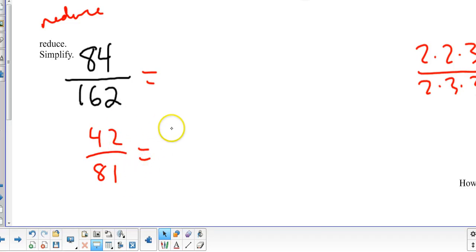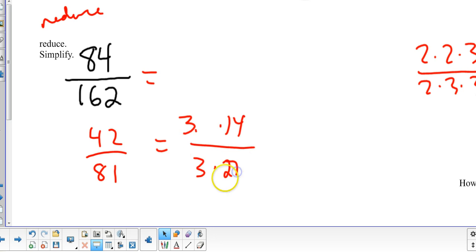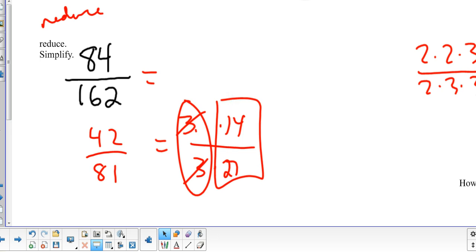And you might know that this is 3 times 14, this is 3 times 27, and so you can cancel out the masked 1 of 3's. And then you've got 14/27. Is that simplified? And then you think for a while, and you may come up with the answer that it is, but you might not. I don't know.